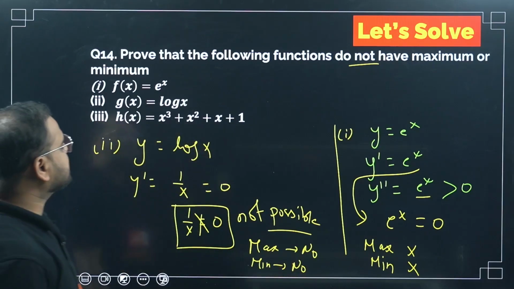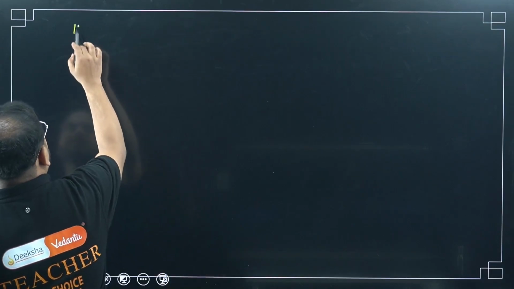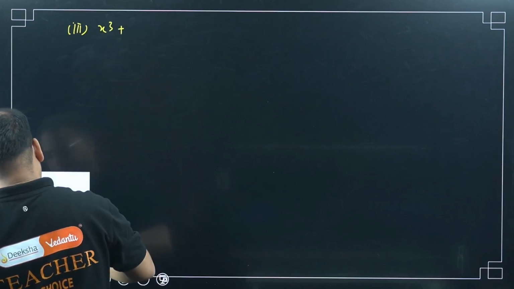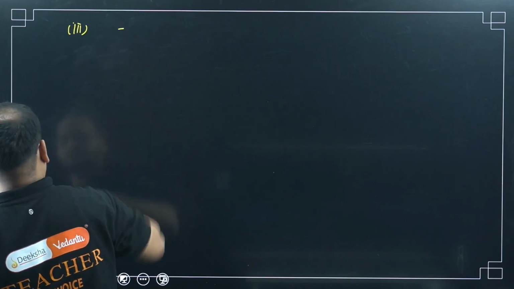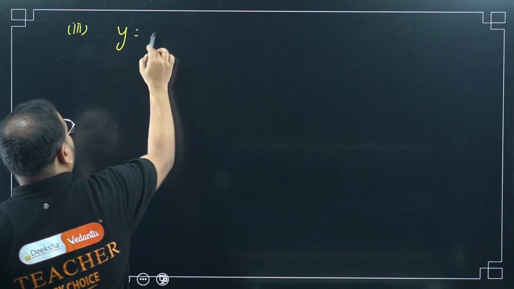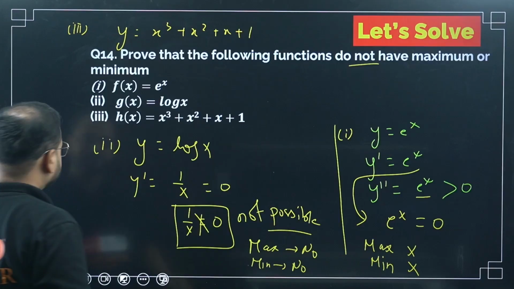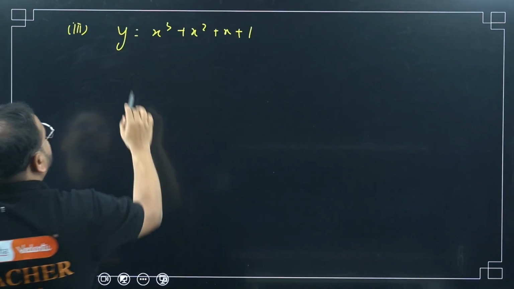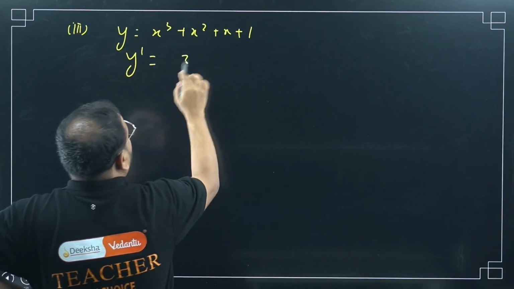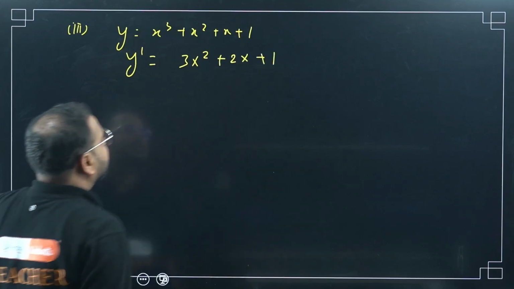Next one, x cube plus x square plus x plus 1. Let's check this. Third one, y equals x cube plus x square plus x plus 1. Is it right? Yes. What will this give me as derivative? 3x square plus 2x plus 1. Am I right?